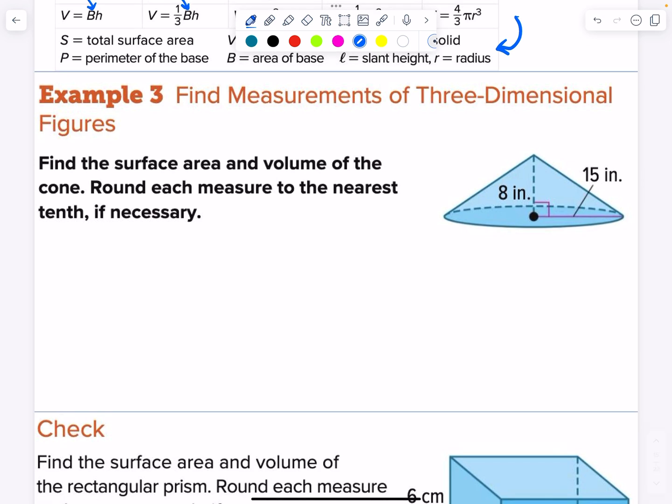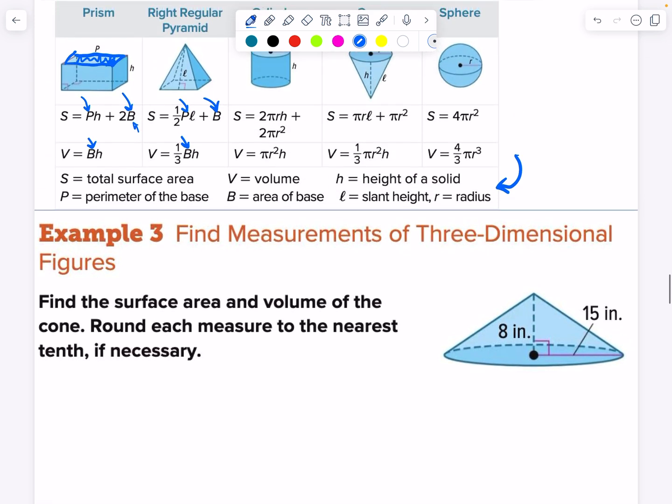Okay, so find the measurements of the three-dimensional figures, find the surface area and volume. So if I want the surface area of a cone, we have that formula right there. Surface area is equal to pi r L plus pi r squared. And then volume is equal to 1/3 pi r squared times height.